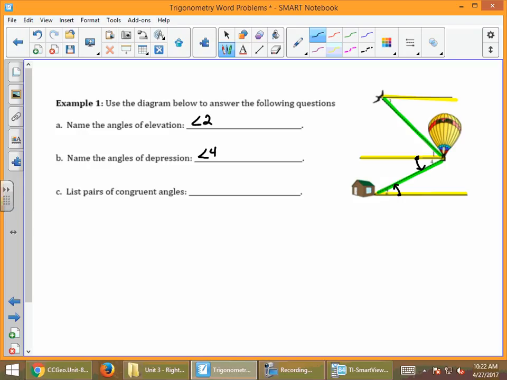We're going to test angle 1 now. Again, start at the horizontal. Pointing up, so it's an angle of elevation. And then the last one, we'll test angle 3. Horizontal to the slanted. My arrow is pointing down, so it is an angle of depression.